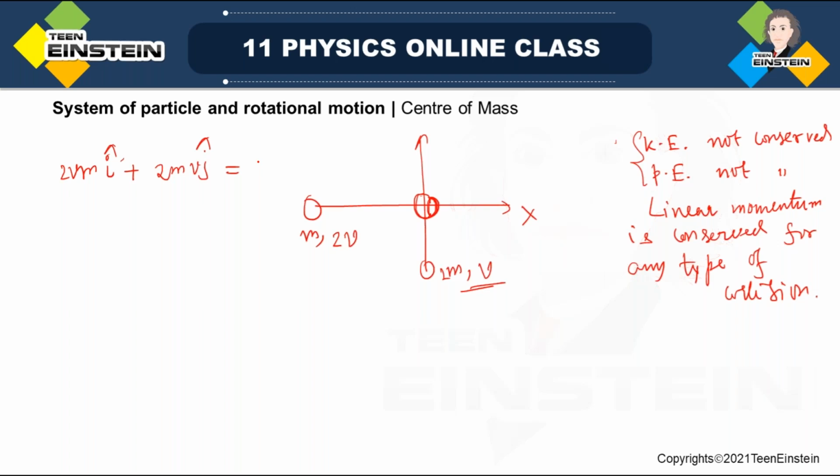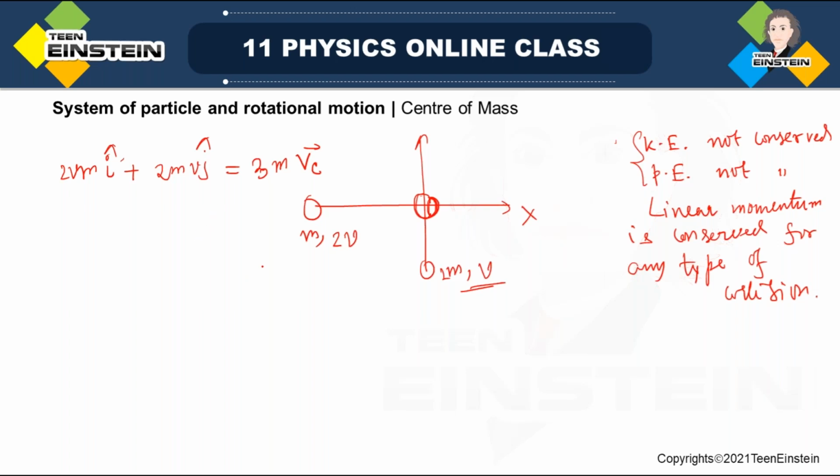the final one. Suppose they combine together, that is m plus 2m, that means 3m, into, suppose some velocity vc after collision. Okay, this is a vector quantity.